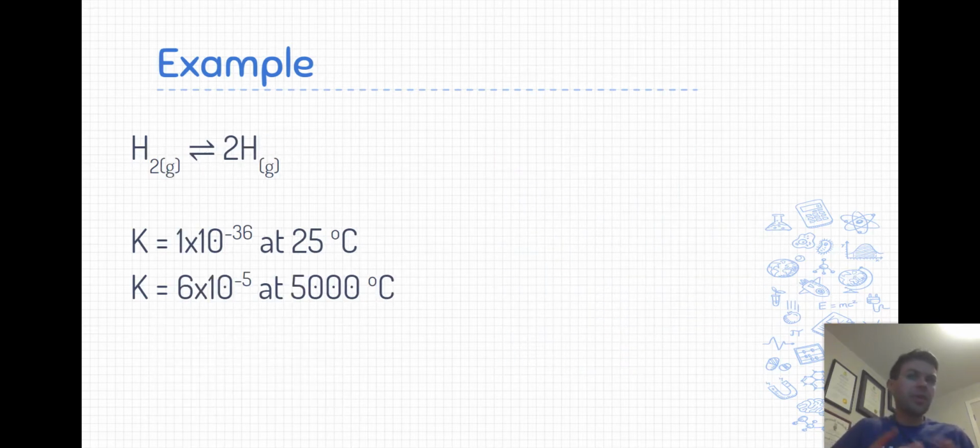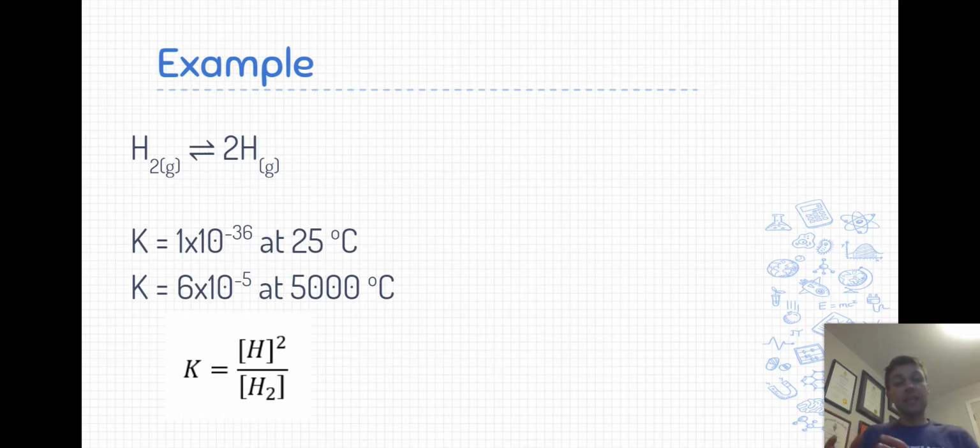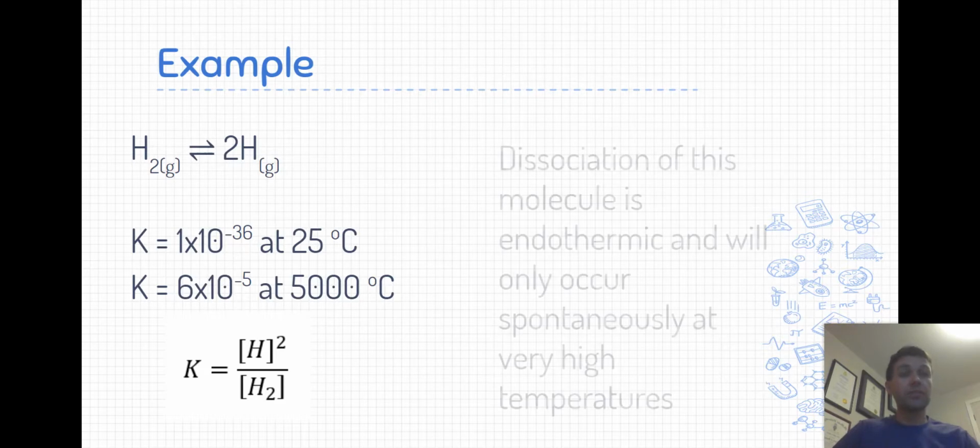Here's another simple example, the decomposition of molecular hydrogen. Once again, at room temperature, we have a very, very small number for K. That number increases, a less small number, when we get up to very high temperature, 5,000 degrees Celsius. Well, the equilibrium law expression, products divided by reactants raised to their coefficients. If we have a very small number, that tells us that the left-hand side is favored. There's a very large number in the denominator compared with the numerator in that mathematical equation.